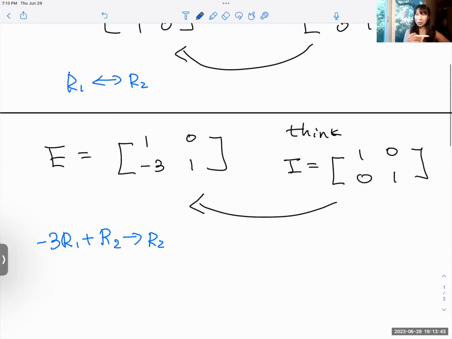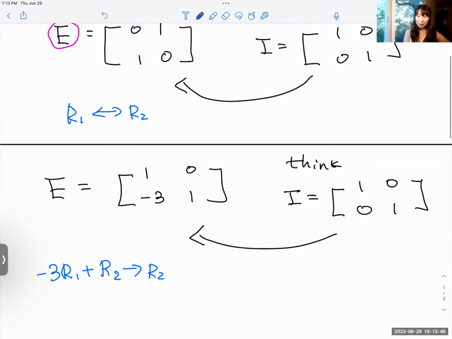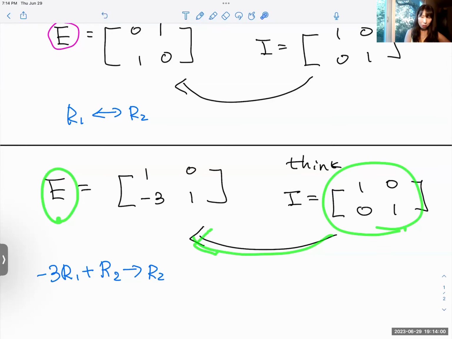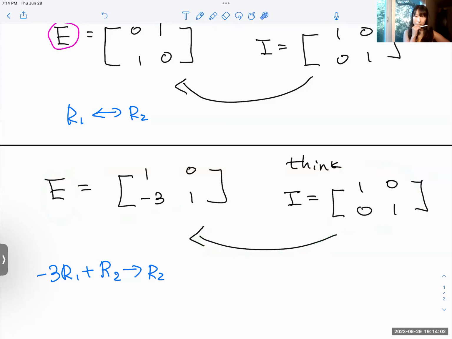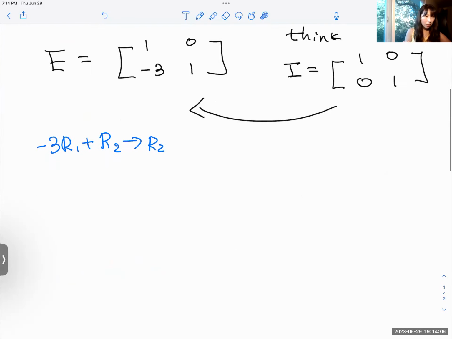So we do it backwards. In general, we start from a matrix and make it the identity or REF, right? But now we're gonna think backward. From the identity matrix, how do we make an elementary matrix? Okay, let me write down the definition.